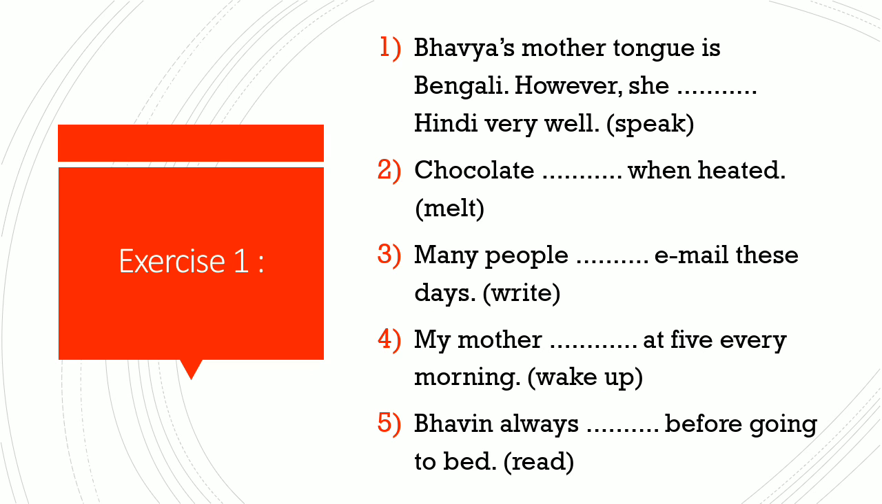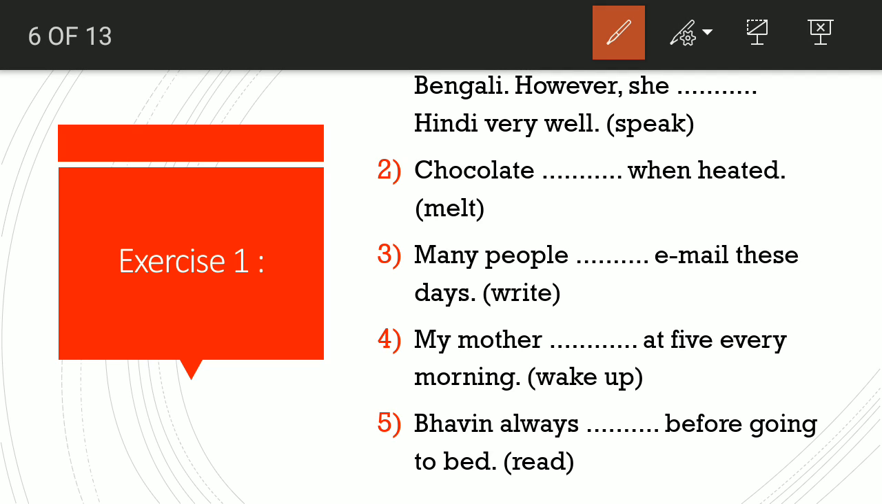Now ये exercise है. Try to solve this exercise. I'll read out the sentences and you try your level best to see whether you can solve it or not. Bhavya's mother tongue is Bengali. However, she blank Hindi very well. Okay? तो speak आएगा या speaks आएगा, ये आपको decide करना है. Take the second example. Chocolate blank when heated. Whether it will be melt or melts, you have to decide it.